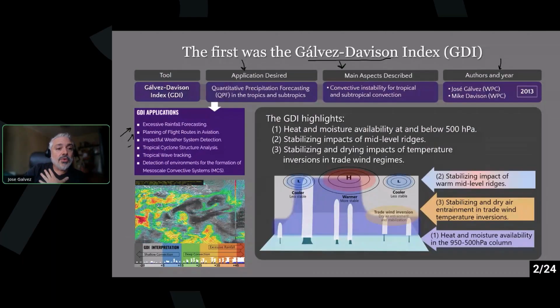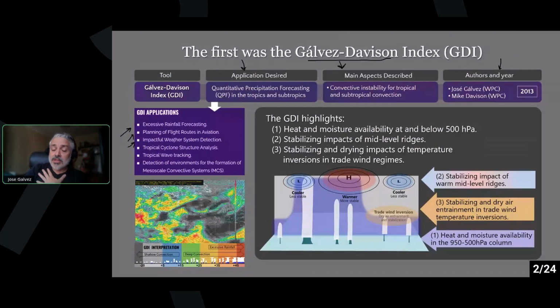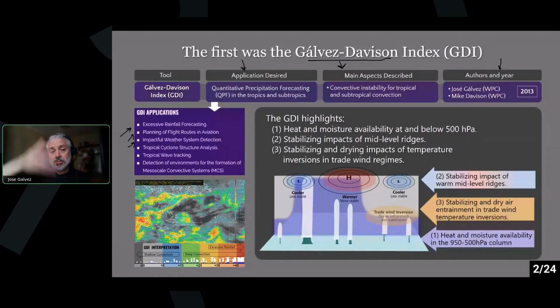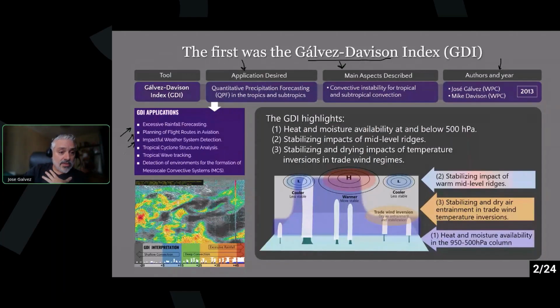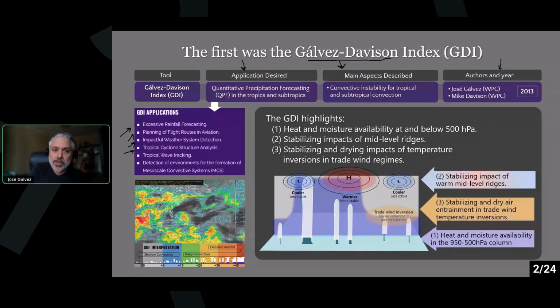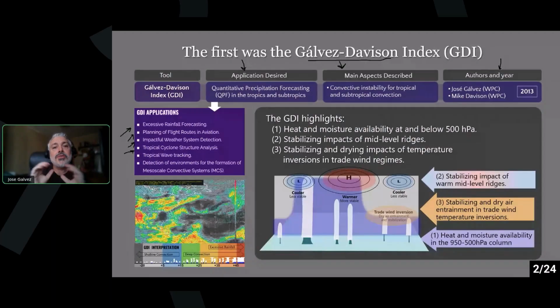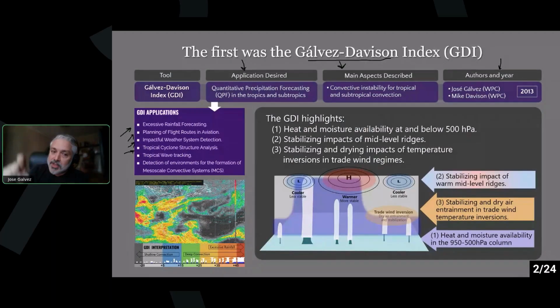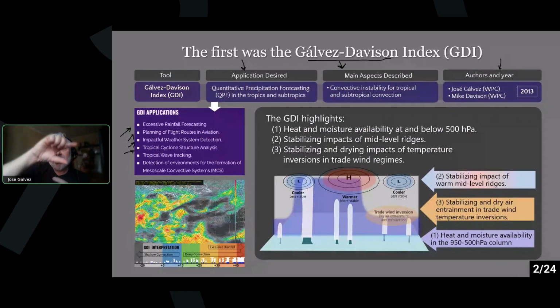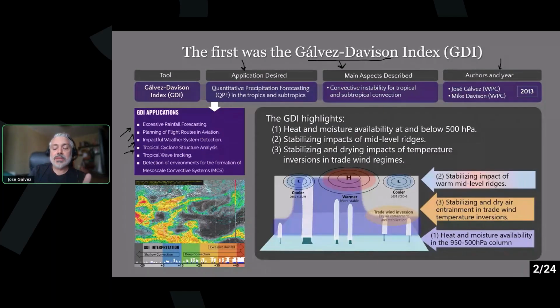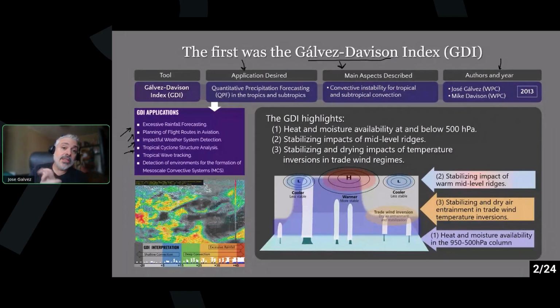It's also very good for detecting impactful weather systems, particularly if they're associated with deep convection. Tropical cyclone structure analysis, not necessarily the strength of the cyclone or if it's going to intensify or where it's going to go necessarily. That's a different story. But the structure of the cyclone, where the feeder bands are, all these convective structures can be captured by the GDI pretty well. And there's actually an article on this.